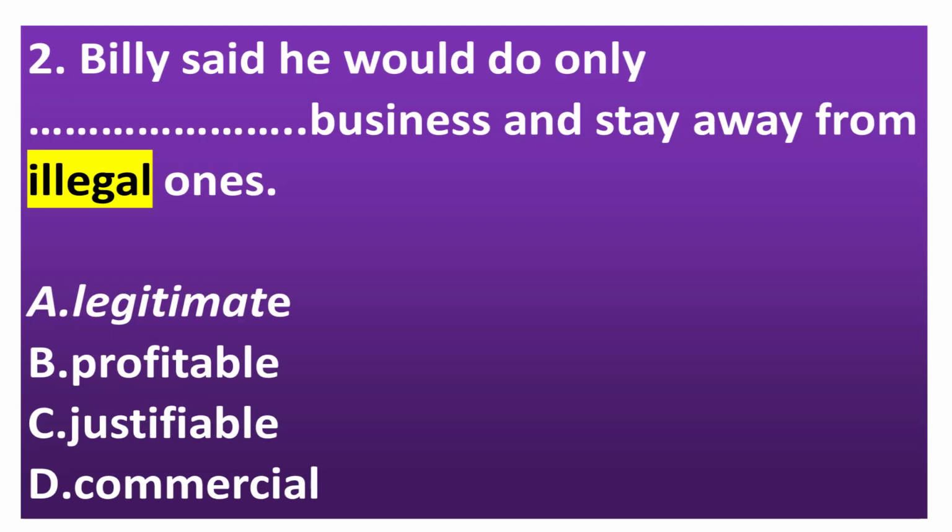Question 2. Billy said he will do only dash business and stay away from illegal ones. A. Billy said he would do only legitimate business and stay away from illegal ones. B. Billy said he would do profitable business and stay away from illegal ones. C. Billy said he would do only justifiable business and stay away from illegal ones. D. Billy said he would do only commercial business and stay away from illegal ones. The correct answer to this question is A. Billy said he would do only legitimate business and stay away from illegal ones.